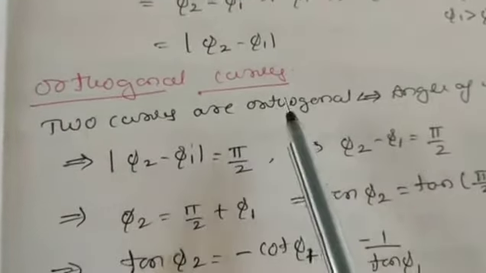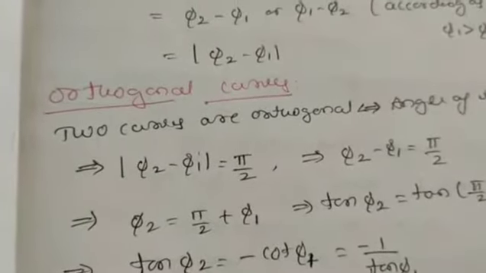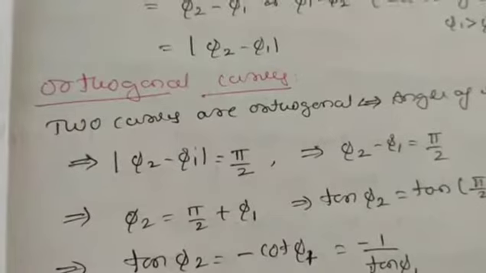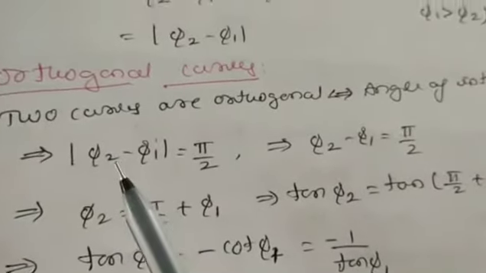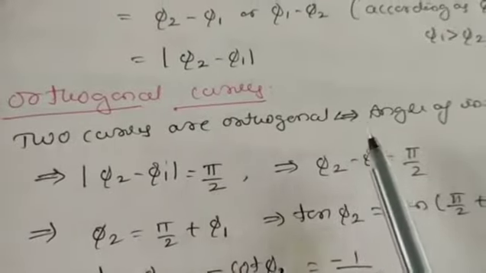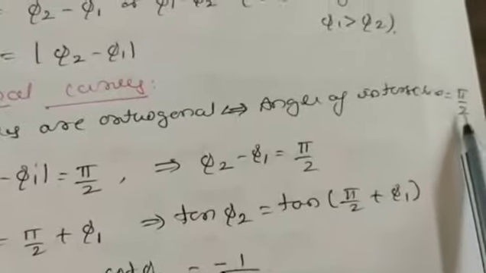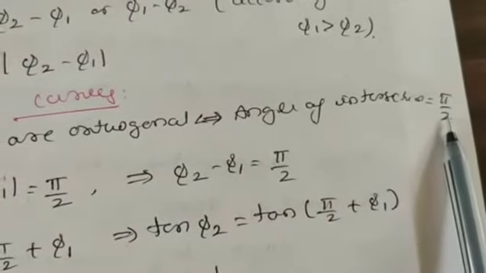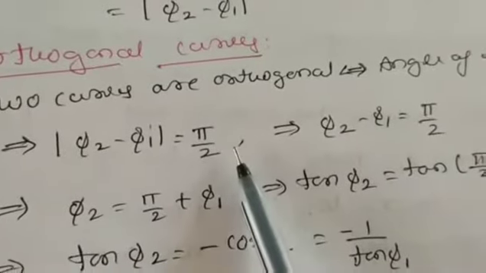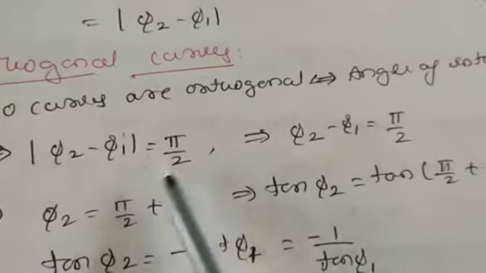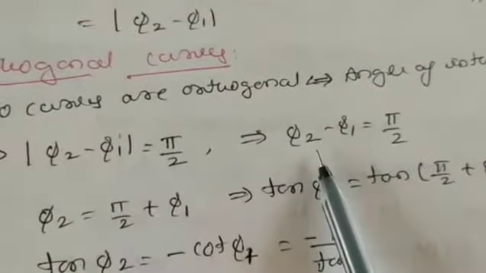Next is orthogonal curves. Orthogonal curves means the angle between the two curves is 90 degrees, that is, if they are perpendicular then we call them orthogonal curves. So if two curves are orthogonal, the angle of intersection is equal to 90 degrees. Orthogonal is the same as perpendicular, and this implies mod of phi 2 minus phi 1 is equal to pi by 2, or phi 2 minus phi 1 is equal to pi by 2, considering a positive angle.